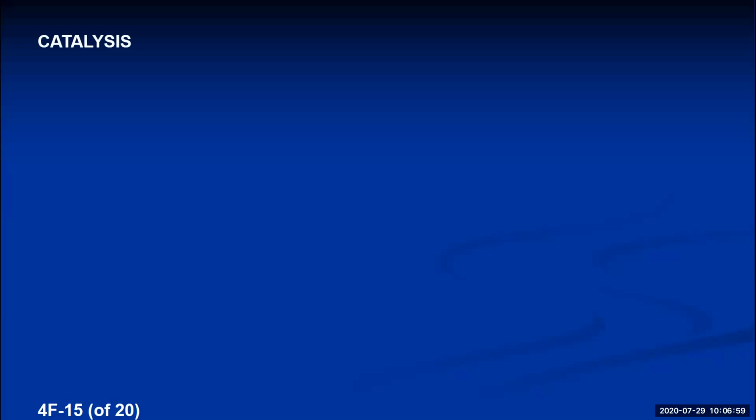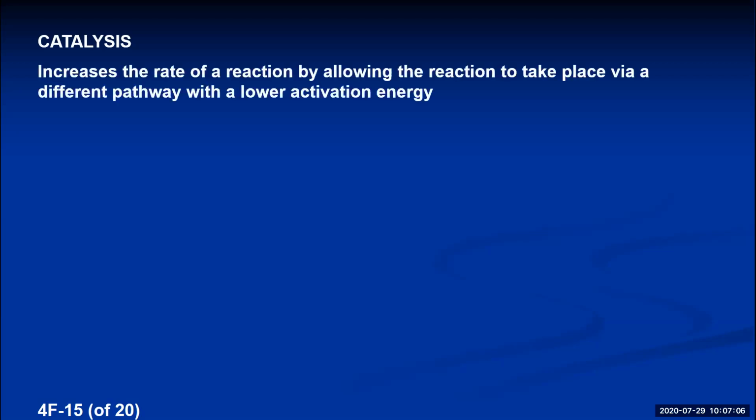Now, one other thing that can affect the speed of a reaction is a catalyst. I want to talk about catalysis a little bit. A catalyst increases the rate of a reaction, and the way it does it is it allows the reaction to take place via a different pathway that has a lower activation energy. Let me explain what I mean.